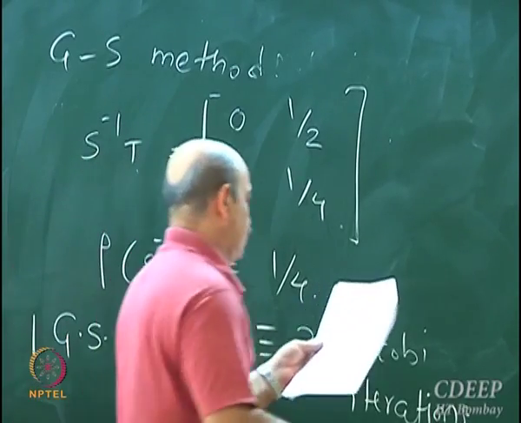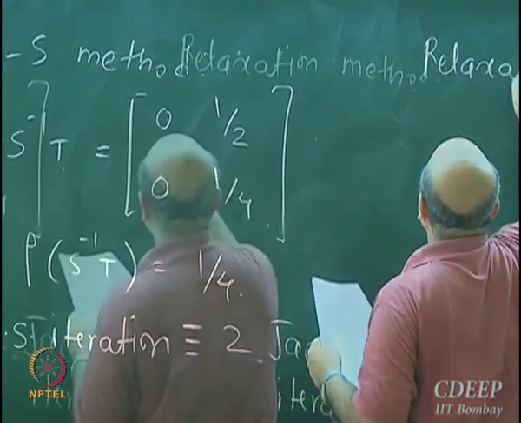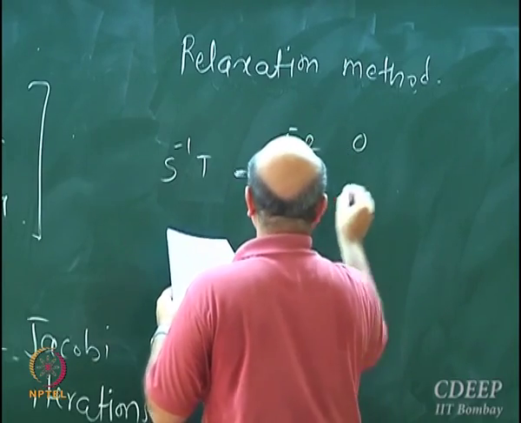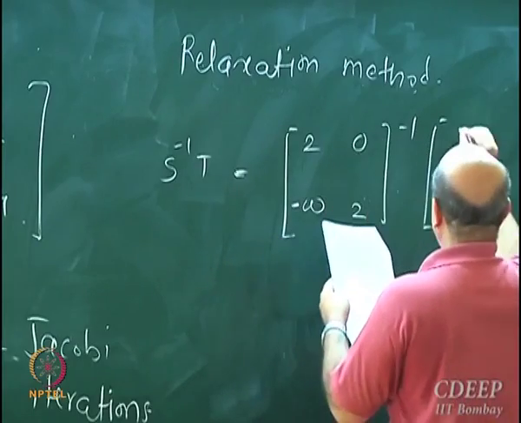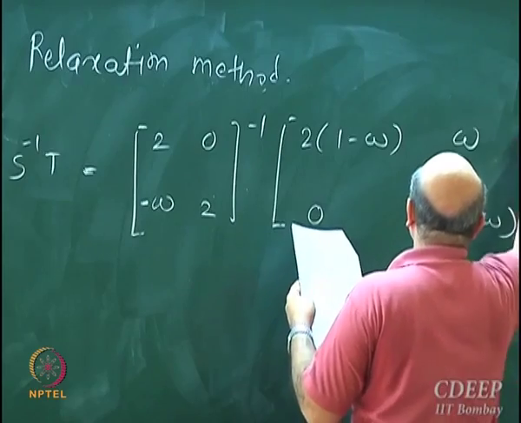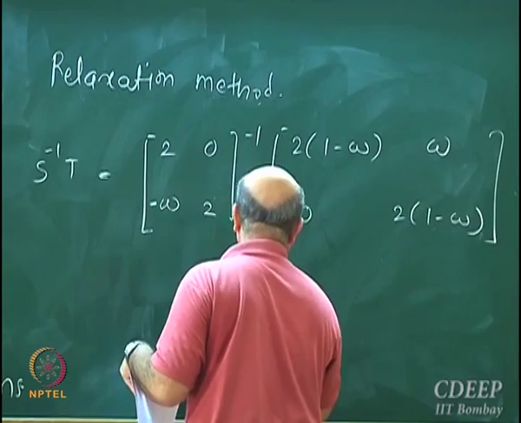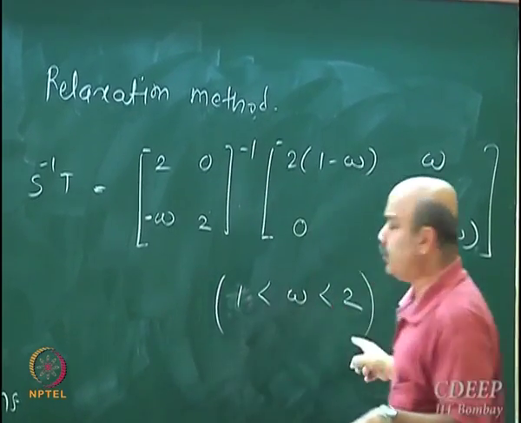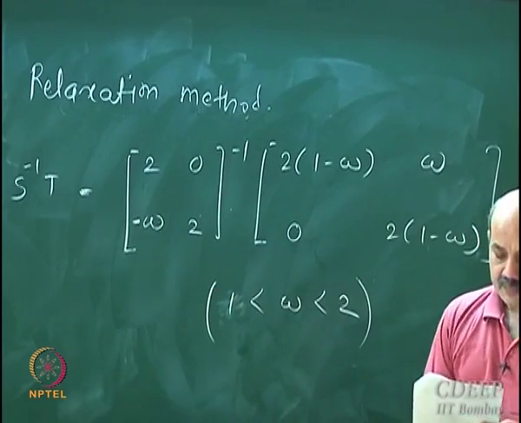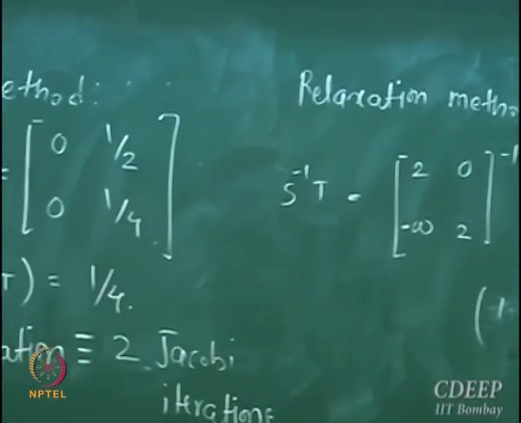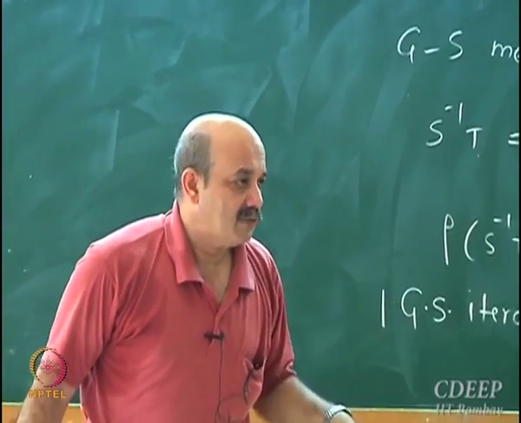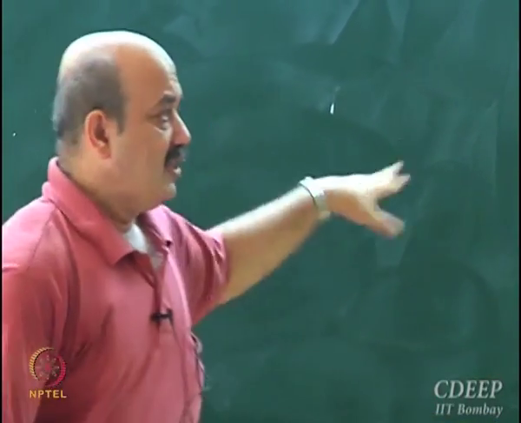Now for the relaxation method, S inverse T turns out to be the inverse of this matrix, 0, omega, minus omega, 2, times the matrix 2 into 1 minus omega, omega, 0, 2 into 1 minus omega. And of course, we want to choose omega between 1 and 2. We want it to be greater than 1, because if it is equal to 1, it is nothing but the Gauss Seidel method. Now for this simple 2x2 case, you can actually find the best value of omega that will enhance the convergence, the optimum value. For different choices of omega, you will get different spectral radius.